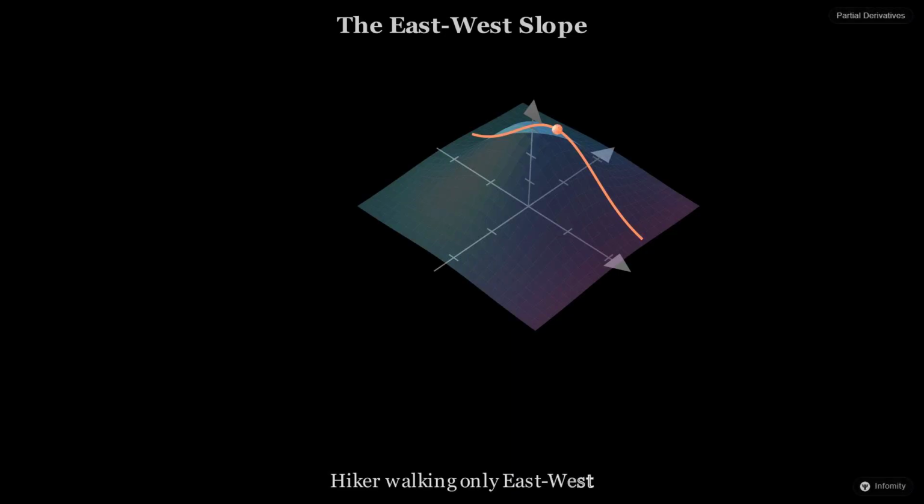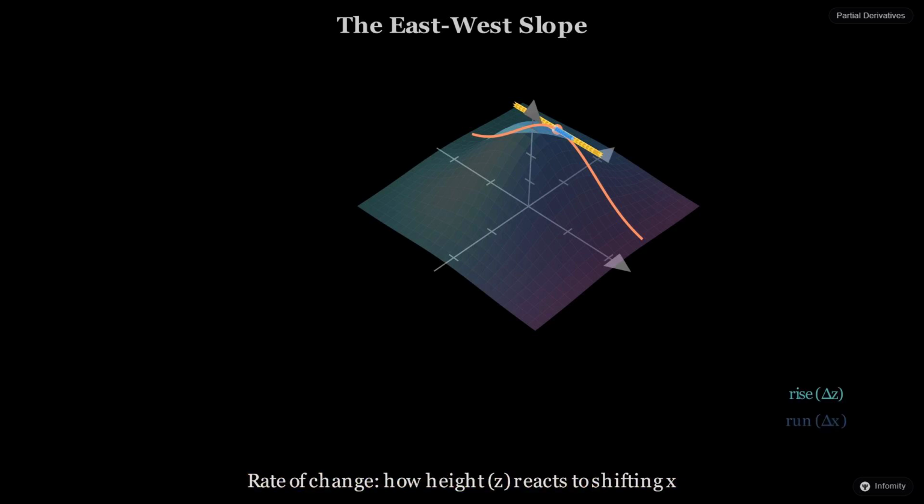Think of it like a hiker walking only along the east-west ridge. The steepness they feel right now is the partial derivative with respect to the horizontal axis. It tells us the rate at which the mountain's height changes for every small step we take east, while our north-south position remains perfectly still. In our mountain analogy, this is the slope of the trail that runs exactly parallel to the east-west axis.